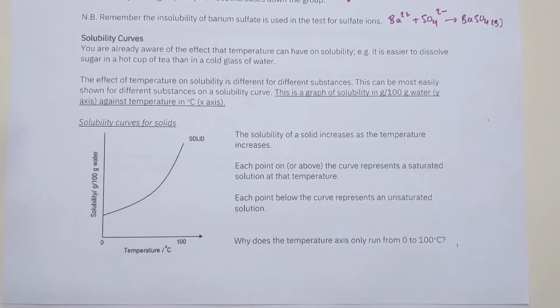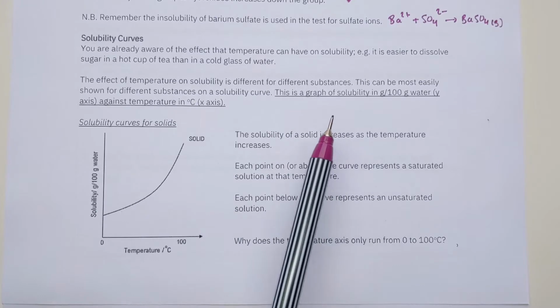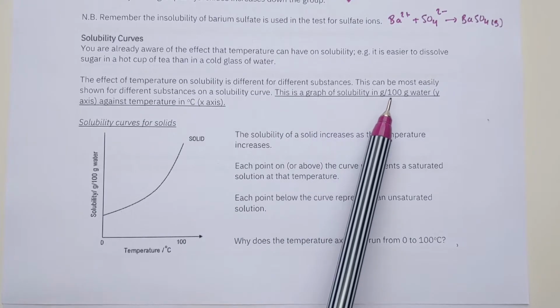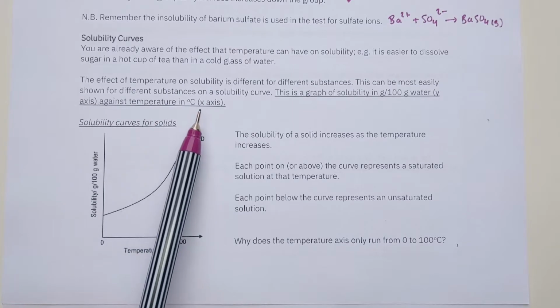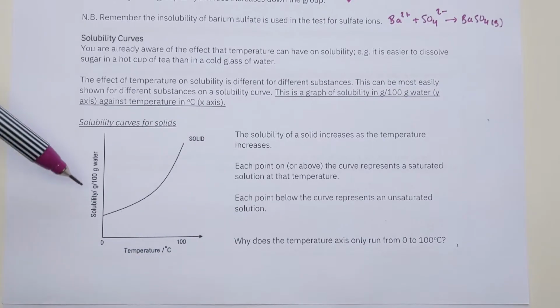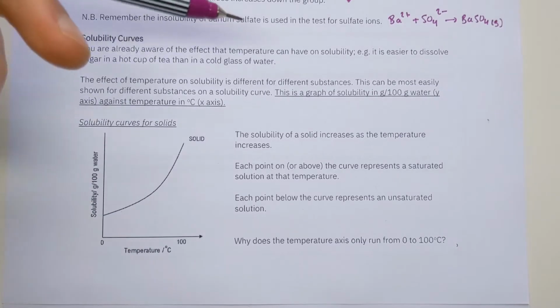So you can keep track of that by using what we would call a solubility curve. A solubility curve is just a graph, and it measures the solubility of a substance as temperature changes. So the graph has got a standard format. You have solubility in grams per 100 grams of water on the y-axis. You have temperature in degrees C on the x-axis. So looking at this example one here, solubility is measured on the y, temperature on the x.